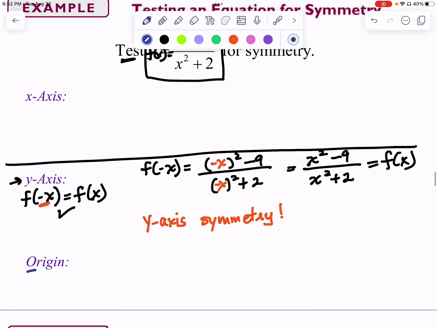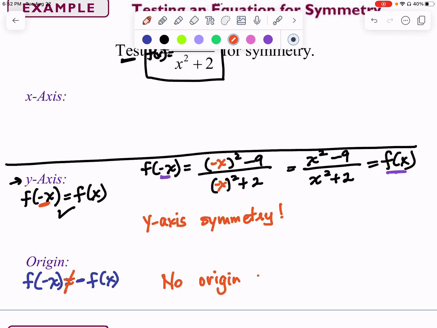To be able to figure out origin symmetry, you really don't have to do anything extra. The idea here is if a negative x is plugged in for the input and you end up getting negative of the original function, then we declare that the function has origin symmetry. But you know what? We just did all that work. We already plugged in negative x for input. What we got was not negative of f of x. In fact, we got f of x. So this part isn't true because we just did the math, so there's no point in doing the math again. So this one does not have any origin symmetry.